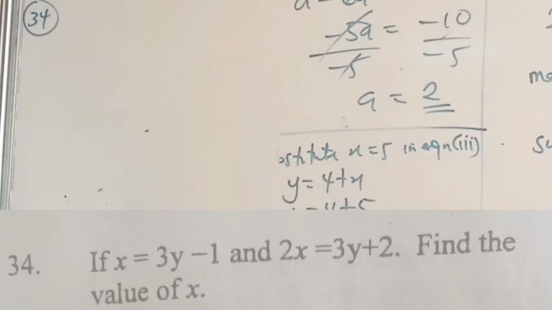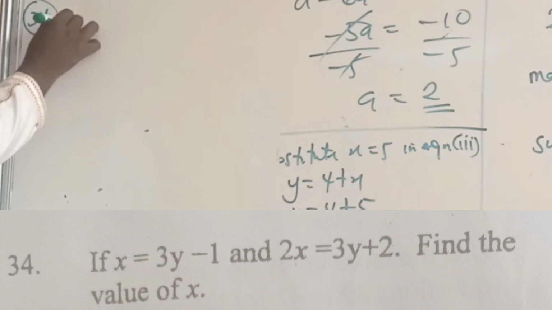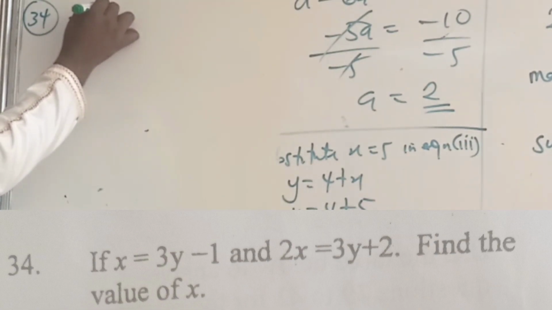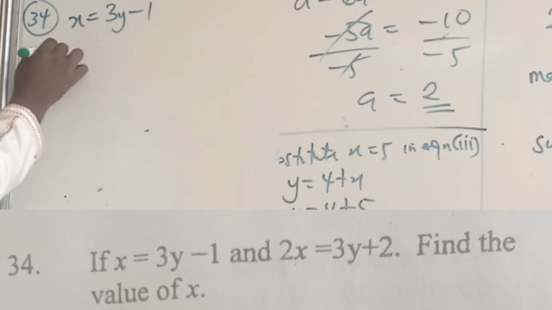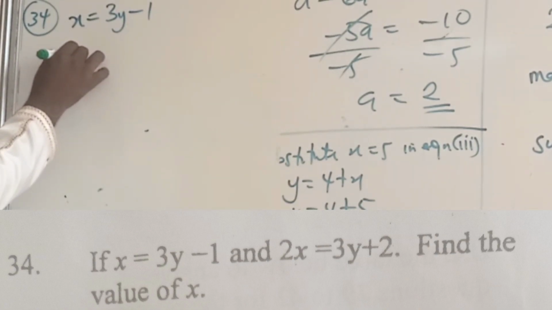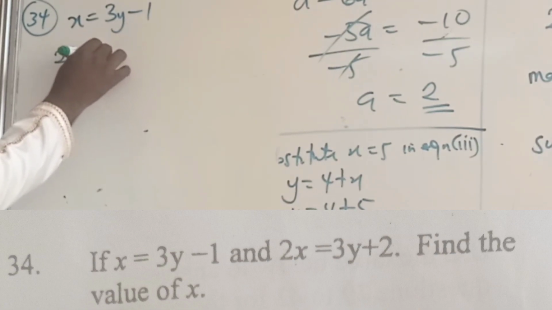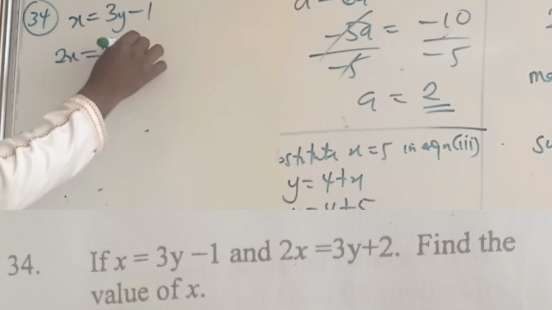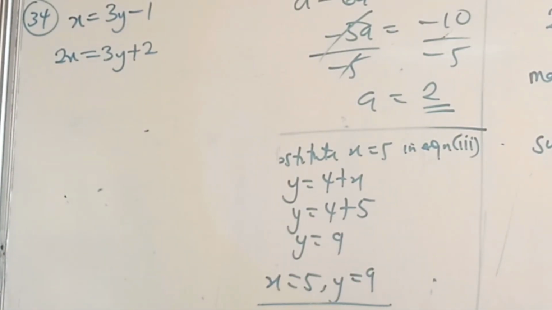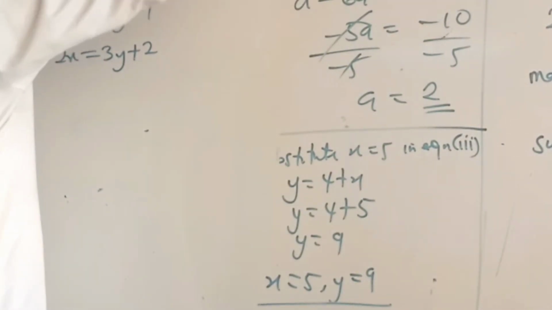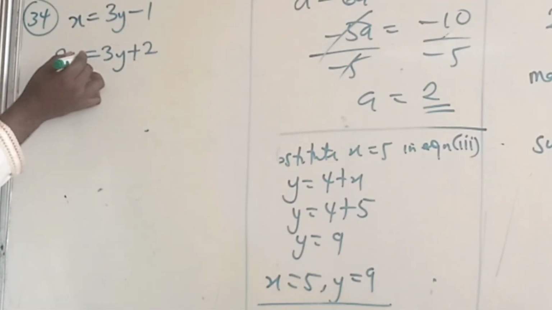Question 34. If x equals to 3y minus 1 and 2x equals to 3y plus 2, find the value of x. Find the what? Value of x. So what you're going to do here, we are looking for the value of x.